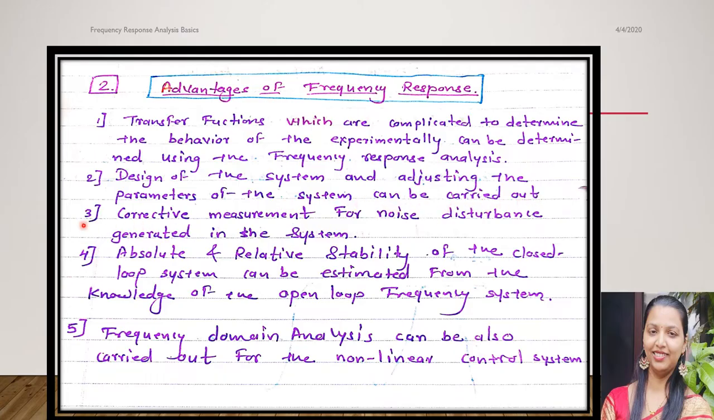Next, corrective measures for noise disturbance generated in the system. Next, absolute and relative stability of the closed loop system can be estimated from the knowledge of the open loop frequency response. Next, frequency domain analysis can also be carried out for nonlinear control systems.